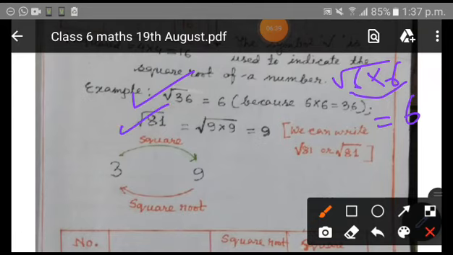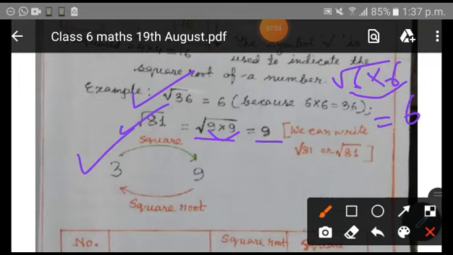And next is root over of 81, which is root of 9 into 9, which is equal to 9. See, from a pair of 9, that means from two 9s, only a single 9 will come out. This is what is meant by square root. So when you multiply a number, suppose 3 into 3, you are taking the square of 3 at that time, and whenever you take the square root of 9, you will get 3.